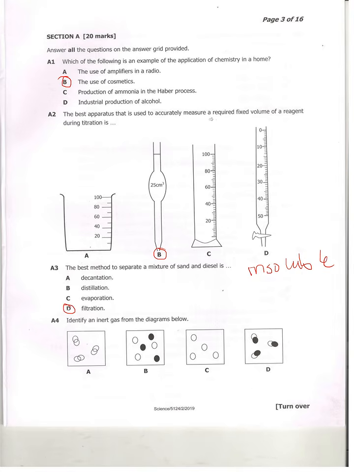Then we can move on to question 4. Identify an inert gas from the diagram below. Inert gases are elements that are found in group 8, and these elements are naturally stable. One of the characteristics of these elements is that they are monatomic. This means that they consist of only one kind of atom. They cannot bond with any.